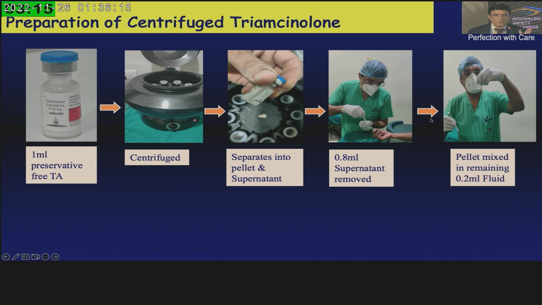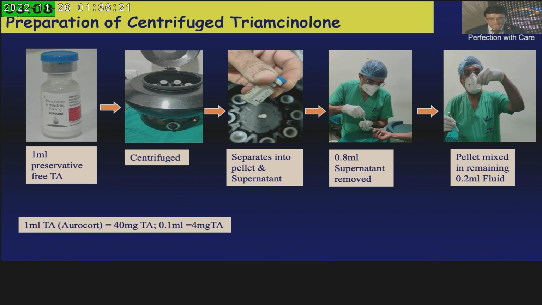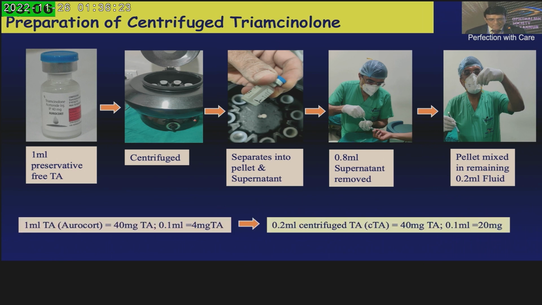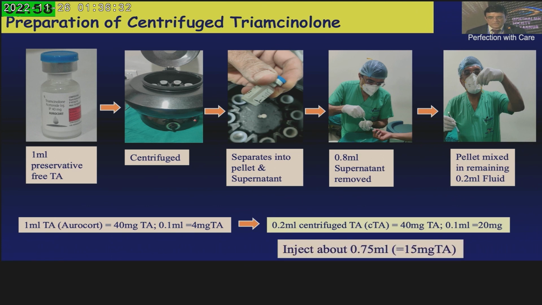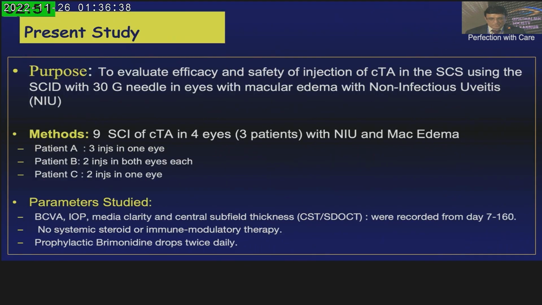We thought that we wanted to increase the effectivity of our triamcinolone. So I bought a centrifuge and started centrifuging the triamcinolone. Of the 1 ml of Orthocort, we used to throw away 0.8 ml, take 0.2 ml, and then inject 0.1 ml of this, which means we are injecting almost 15 to 20 milligrams of the drug into the suprachoroidal space.